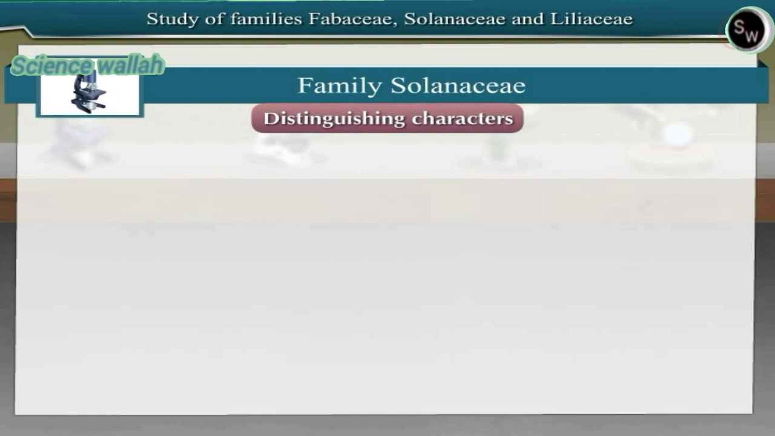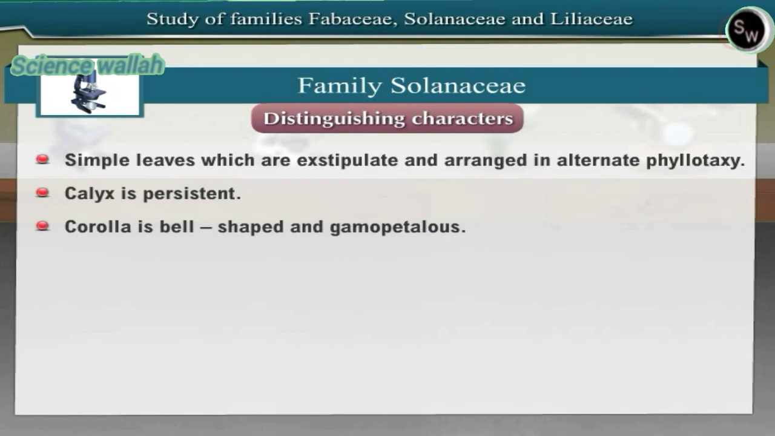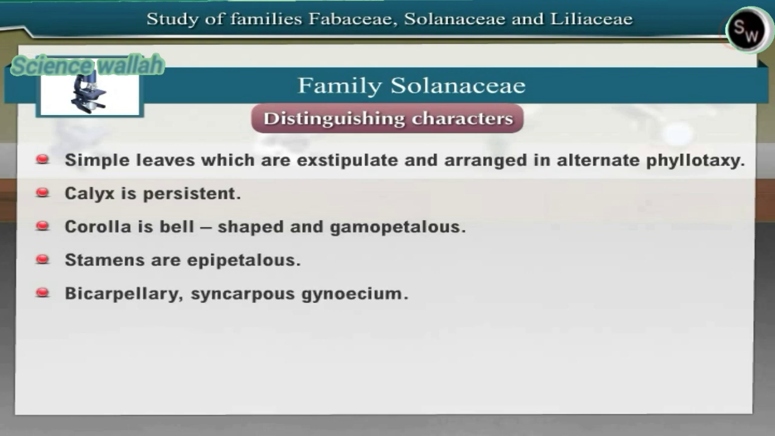Thus, to summarize, the distinguishing characters of family Solanaceae are simple leaves which are exstipulate and arranged in alternate phyllotaxy. Calyx is persistent. Corolla is bell-shaped and gamopetalous. Stamens are epipetalous. Bicarpellary syncarpous gynoecium.